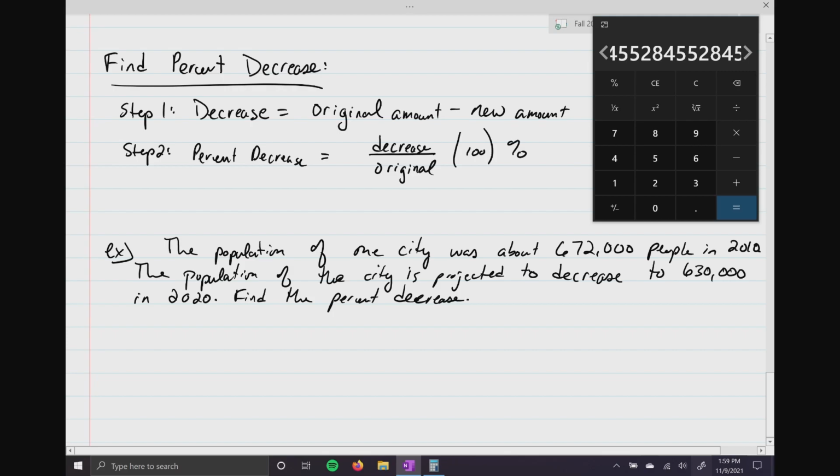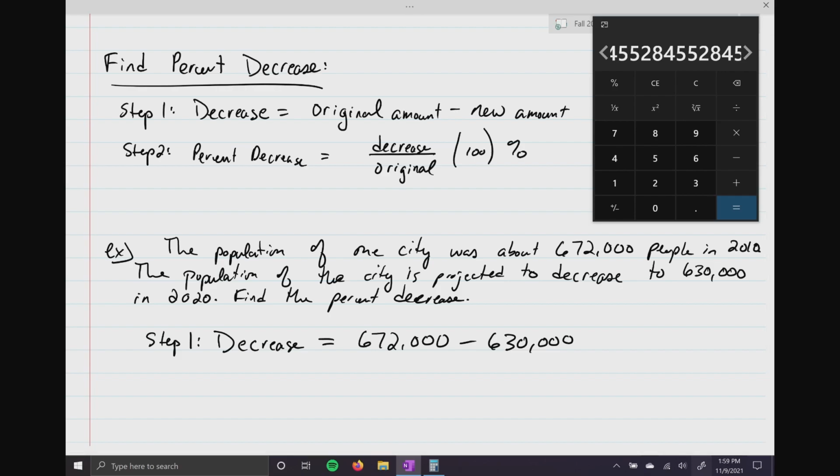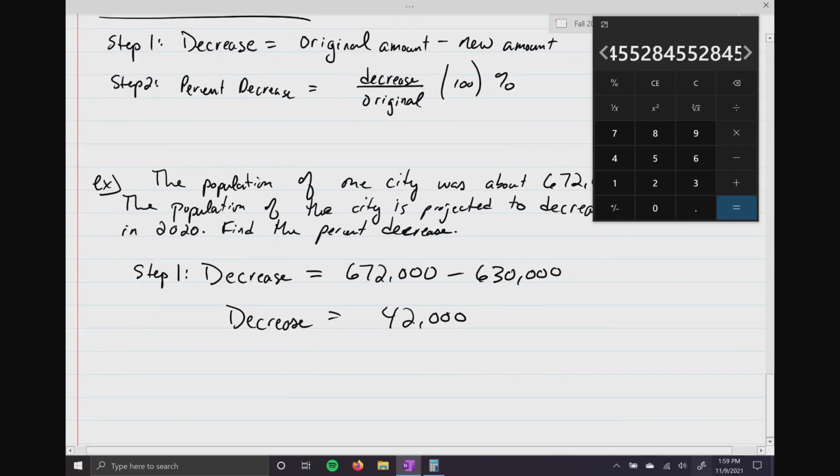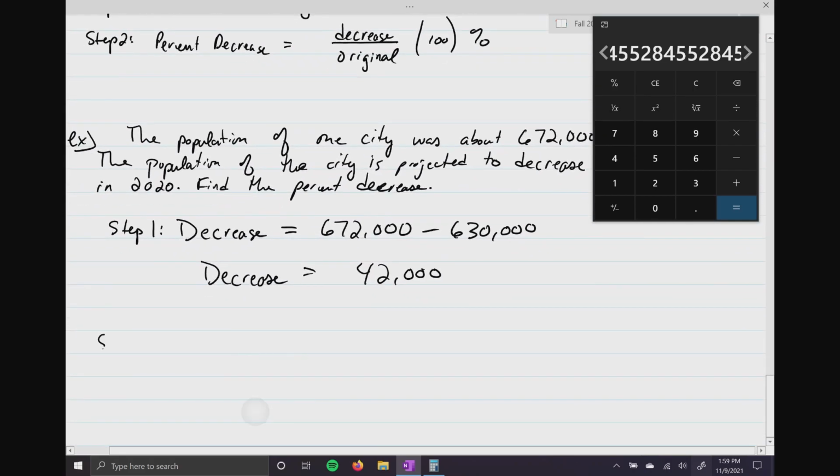All right, so step one, let's find that decrease amount. So decrease is going to equal the original 672,000 minus the new amount 630,000. So 672,000 minus 630,000 is going to be equal to 42,000. And then step two, you're going to take that amount and find the percent decrease.